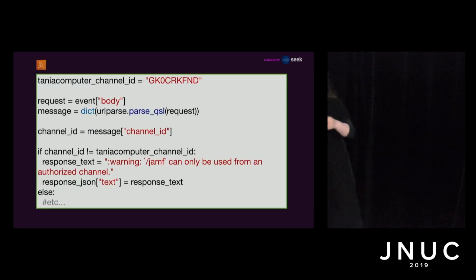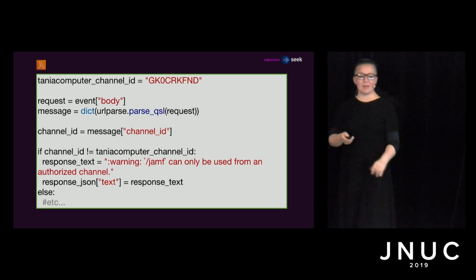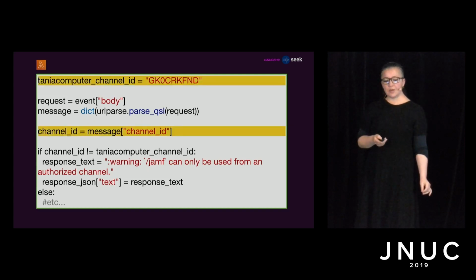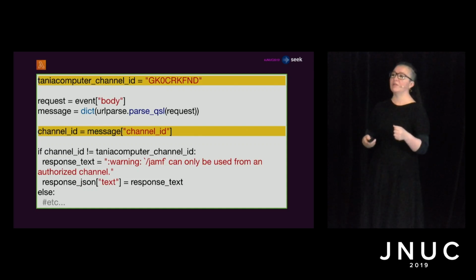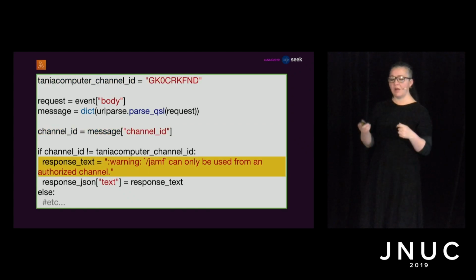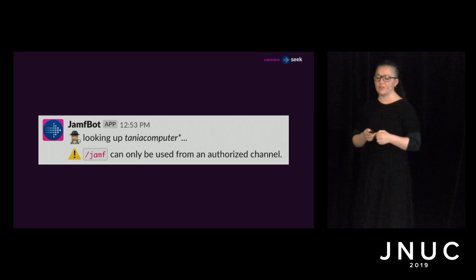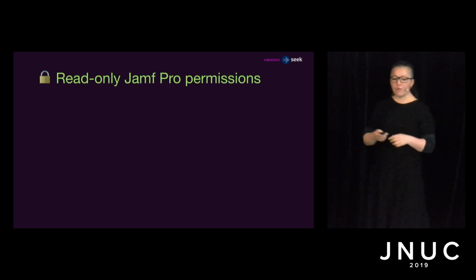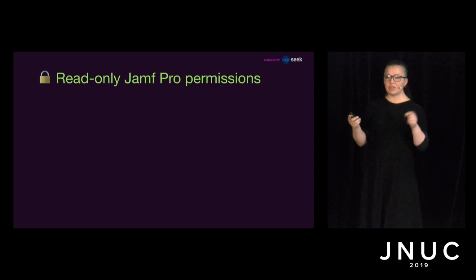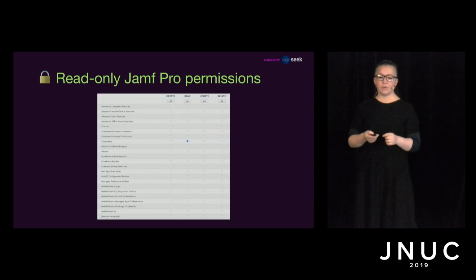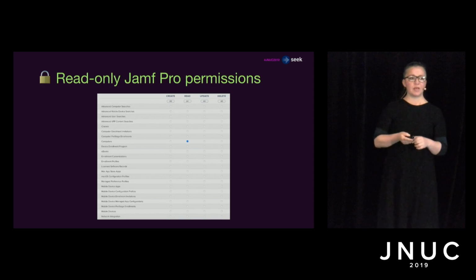So just very quickly, because I'm doing okay for time. Here I'm identifying the channel ID that I'm expecting, and I'm grabbing the channel ID where the request is coming from. And if it doesn't match, then I'm going to return to Slack a message just letting them know that, sorry, you're not invoking this command from the authorized channel. For Jamf Pro, the username and password that I'm using for the GET request, all it needs to have is read access to the computer object and nothing else.